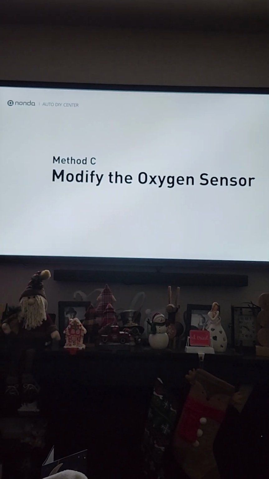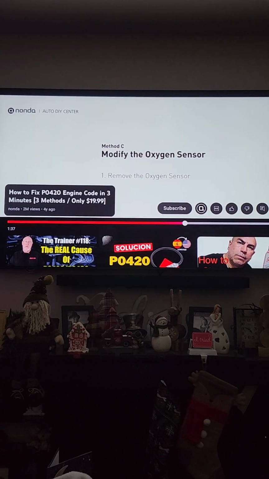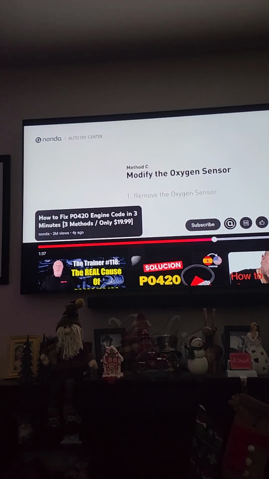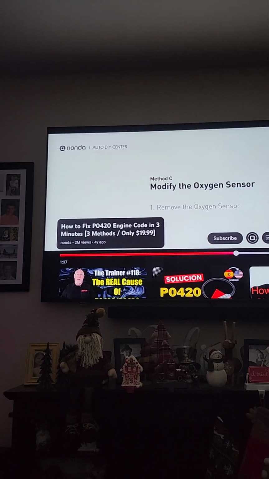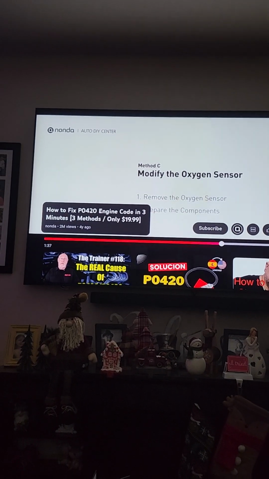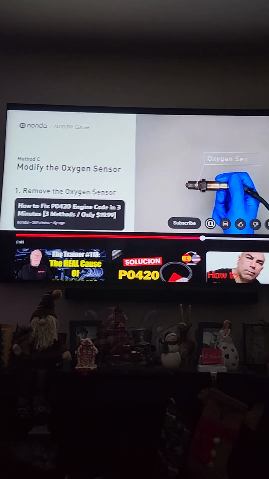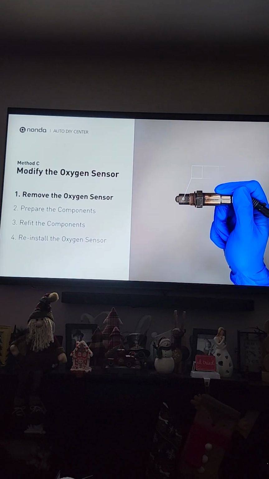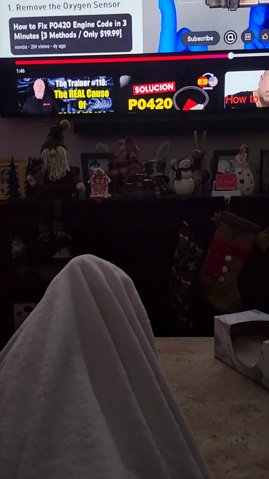Method C, modify oxygen sensor. Here, what they're telling you is to emissions tamper. And I don't know why they didn't take this video down. So this is considered emissions tampering. So let's keep going. Modifying the oxygen sensor. You can remove the oxygen sensor from the converter and fix P0420 by putting an extra space between the converter and the sensor. You are not fixing anything by Houdini-ing the oxygen sensor. That is not fixing anything.